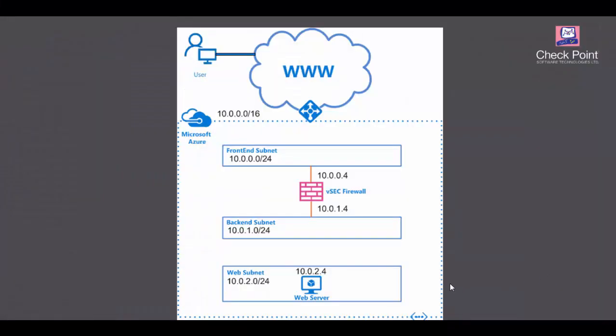Next, we would like to create the web subnet, shown here, and deploy the web server into it. I remind you we have the VNet that we've created, the two subnets front end and back end, and the firewall that is being currently set up and integrated. So let's go ahead and create our subnet and then deploy the web server onto it.